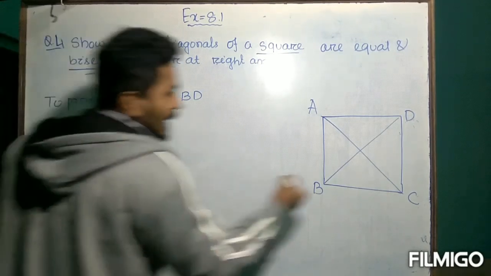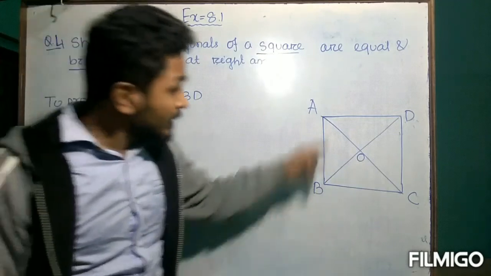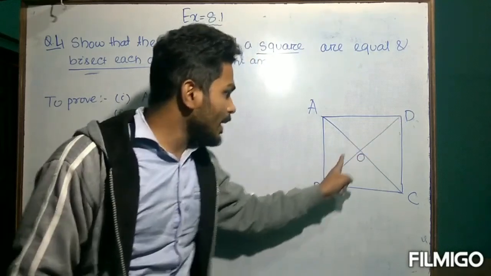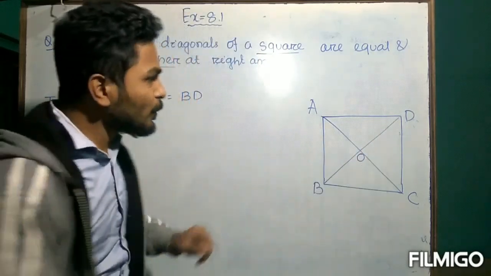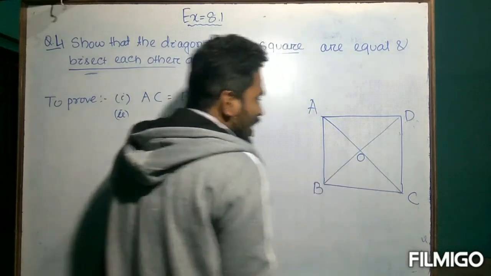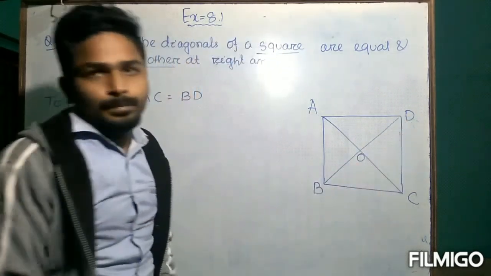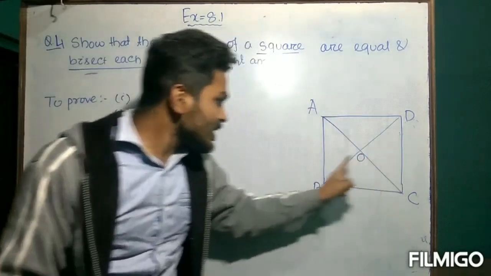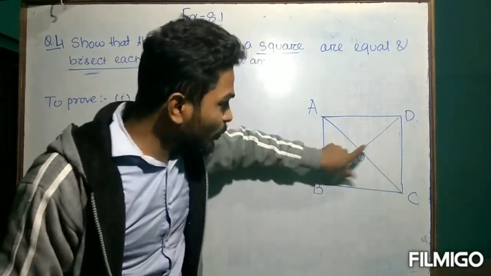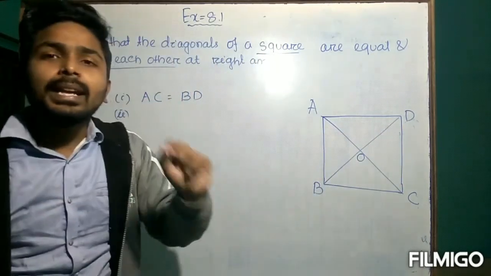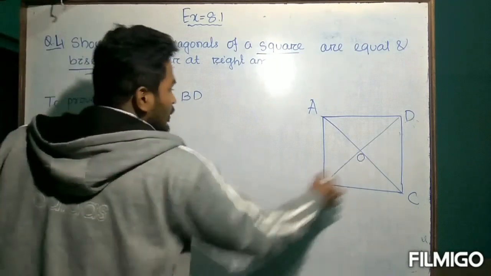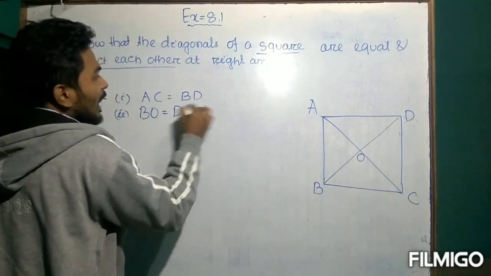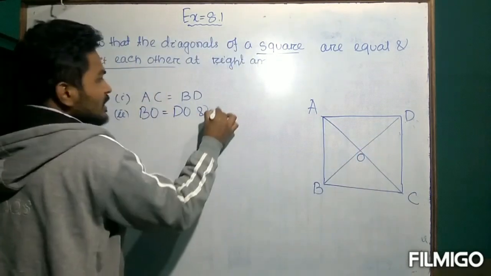Bisect each other means at the point of intersection, this diagonal is divided into 2 halves. Similarly, this diagonal is divided into 2 equal halves. So we have to prove that this half is equal to this half and this half is equal to this half. Since we have to prove in statement 1 that the diagonals are equal, all the 4 halves must be equal. So we have to prove BO is equal to DO and AO is equal to CO.